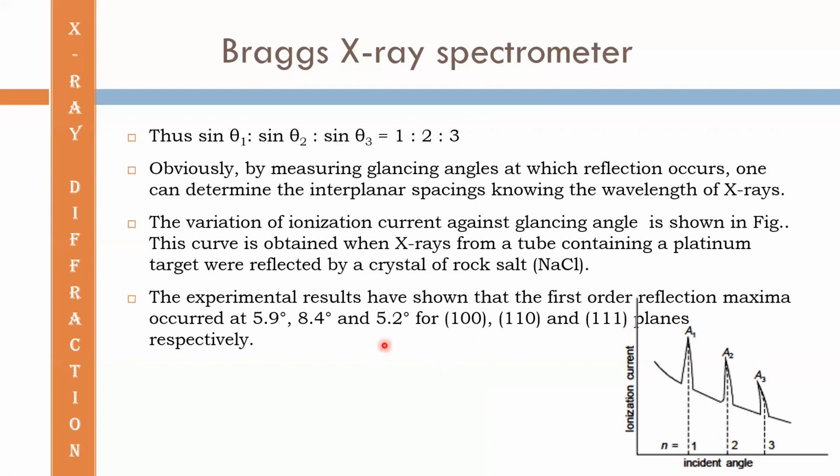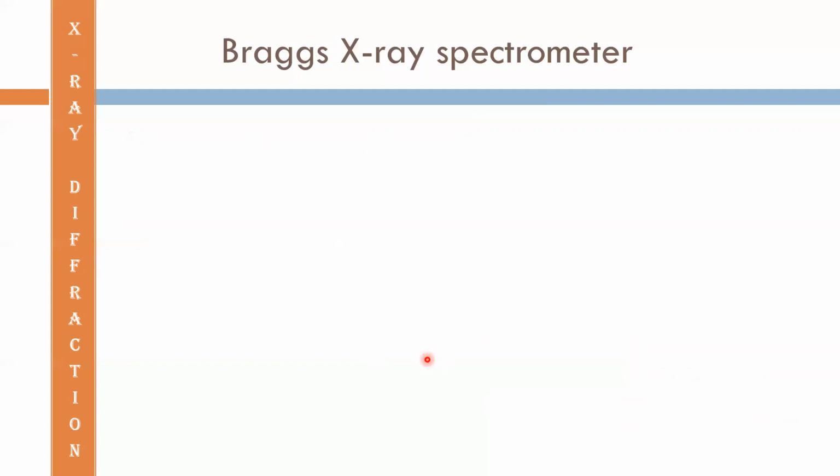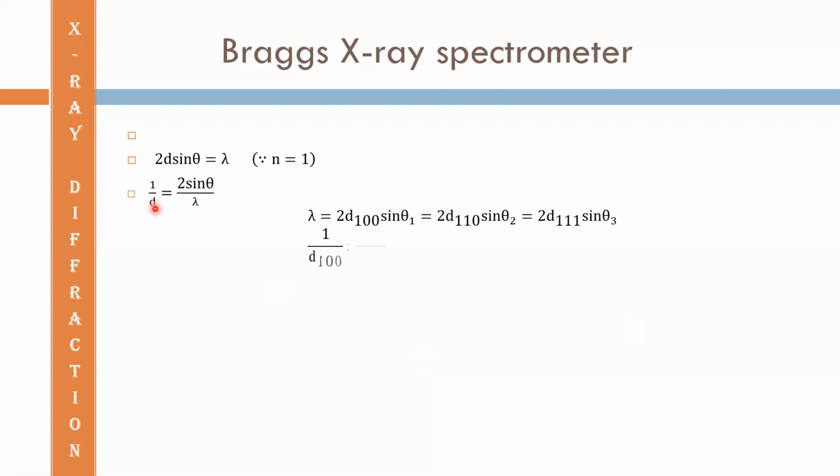From these data, we can determine the crystal structure. For that, we have to use these quantities. We know that 1 by d must be equal. We have the equation 2d sine theta is equal to lambda for n is equal to 1. Then 1 by d is equal to 2 sine theta divided by lambda.